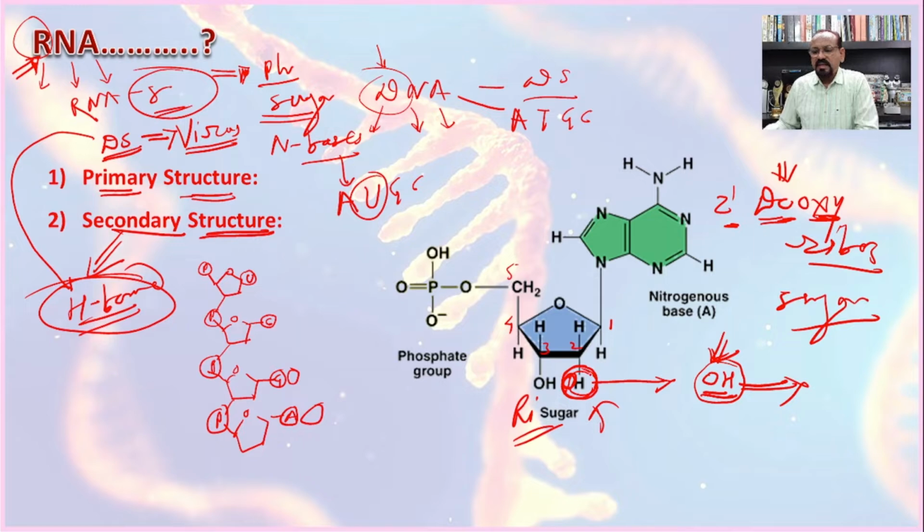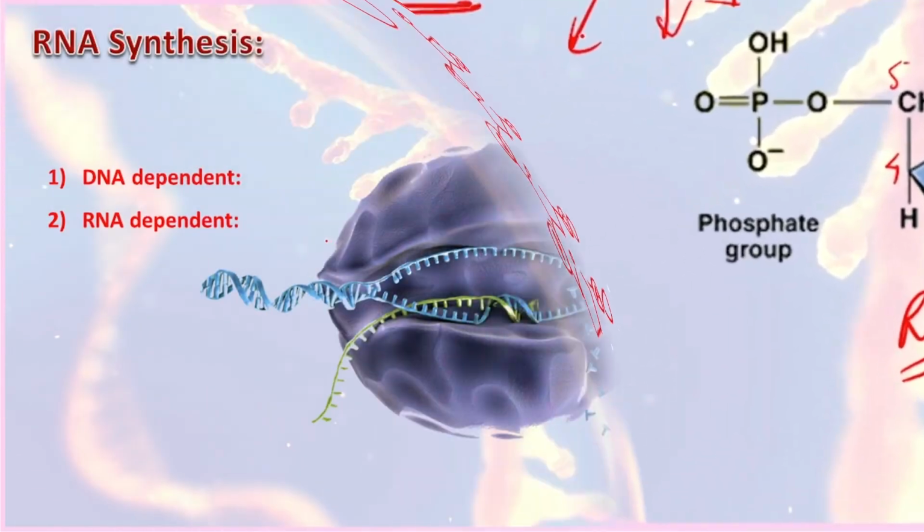So here at the second carbon atom, there is a presence of OH in the RNA molecule, that is the ribose sugar. And as I told you, the types of nitrogen bases which are present in the RNA are the adenine, uracil, guanine and the cytosine.